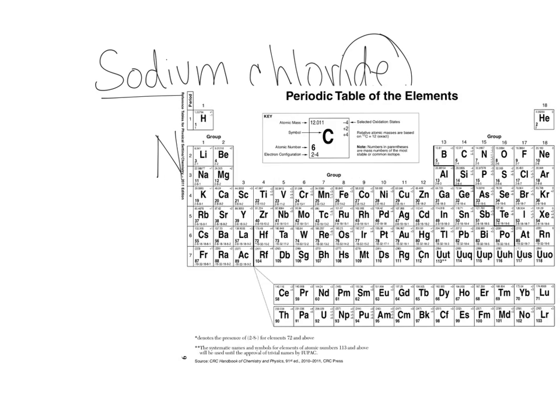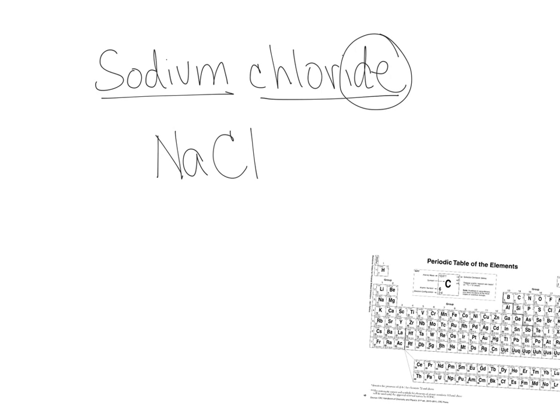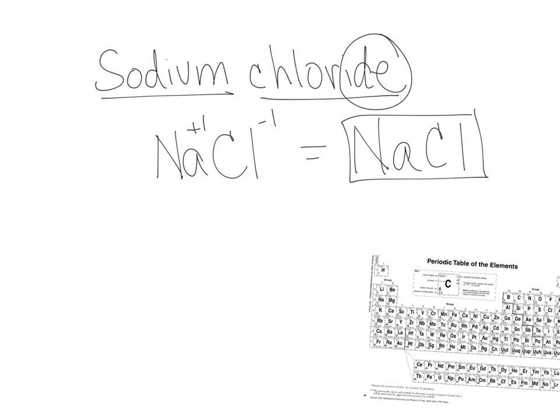And then when you look over at chlorine, you'll see there's a whole bunch of them, but we're going to use the negative oxidation number because chlorine is the last element in the compound. Since sodium is +1 and chlorine is -1, the two cancel out, making the overall charge on the compound 0. So the proper formula would be NaCl, and this would be your answer.